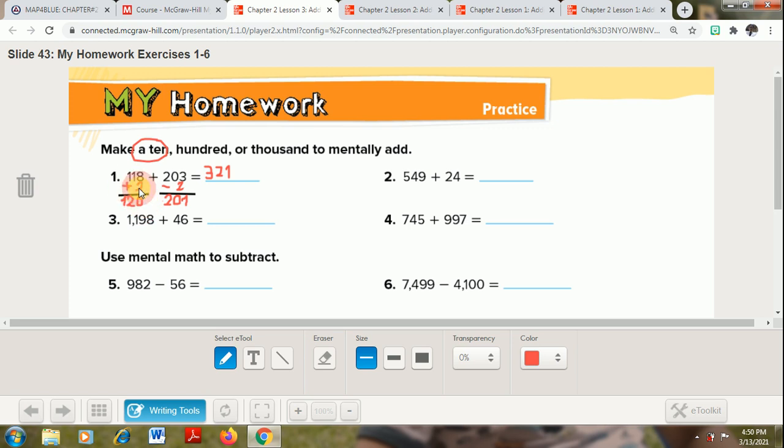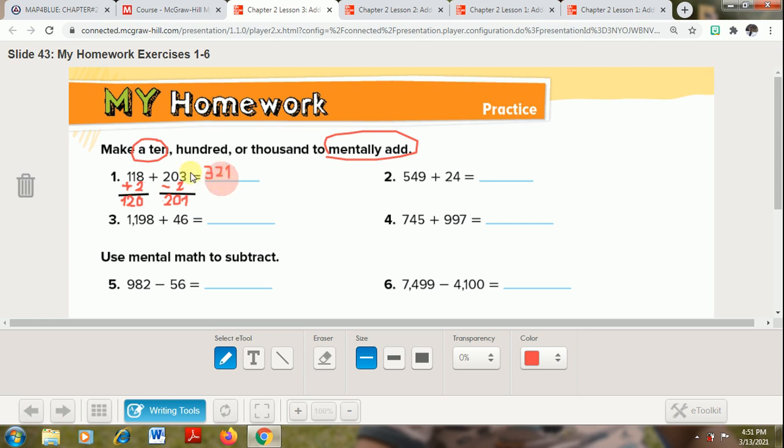These 2 that I added here, I will subtract it to the other number. 203 minus 2 equals 201. And then I will use that to make my mental addition. Okay, we are practicing with this strategy, mental addition. So 120 plus 201, look, if I add 200 plus 100, that is 300. And then I will add 20 plus 1, 21. Final result, 321.